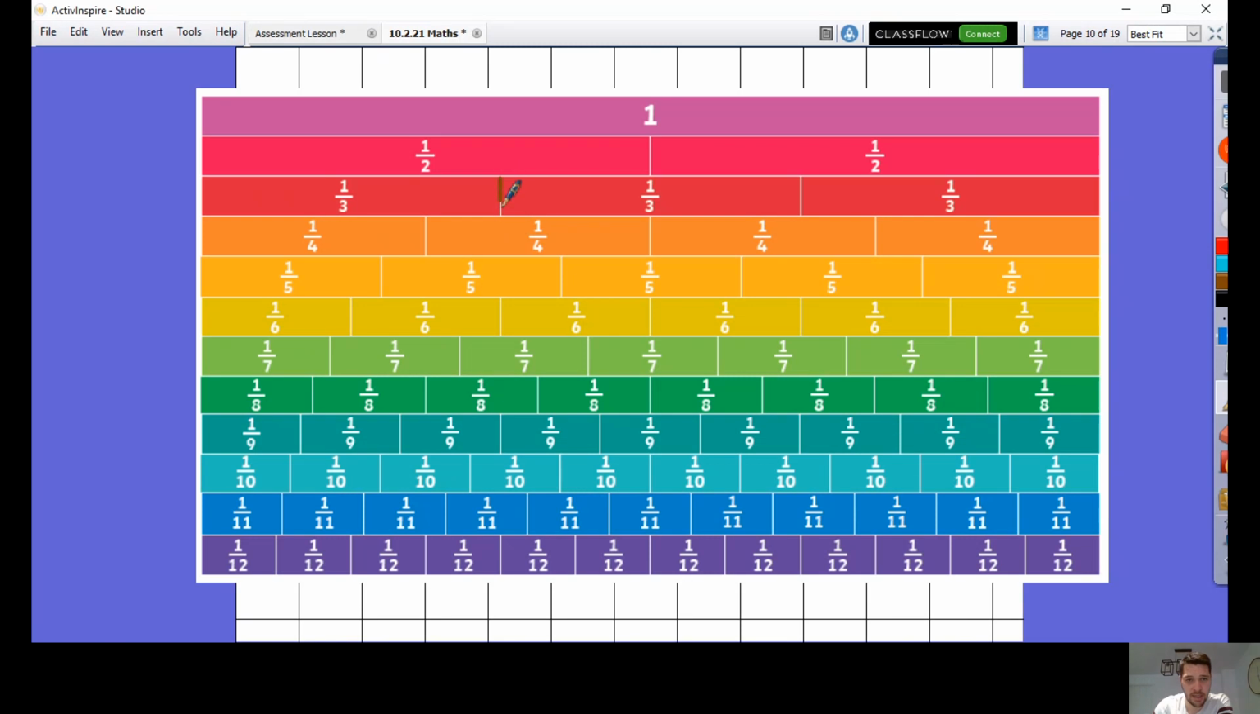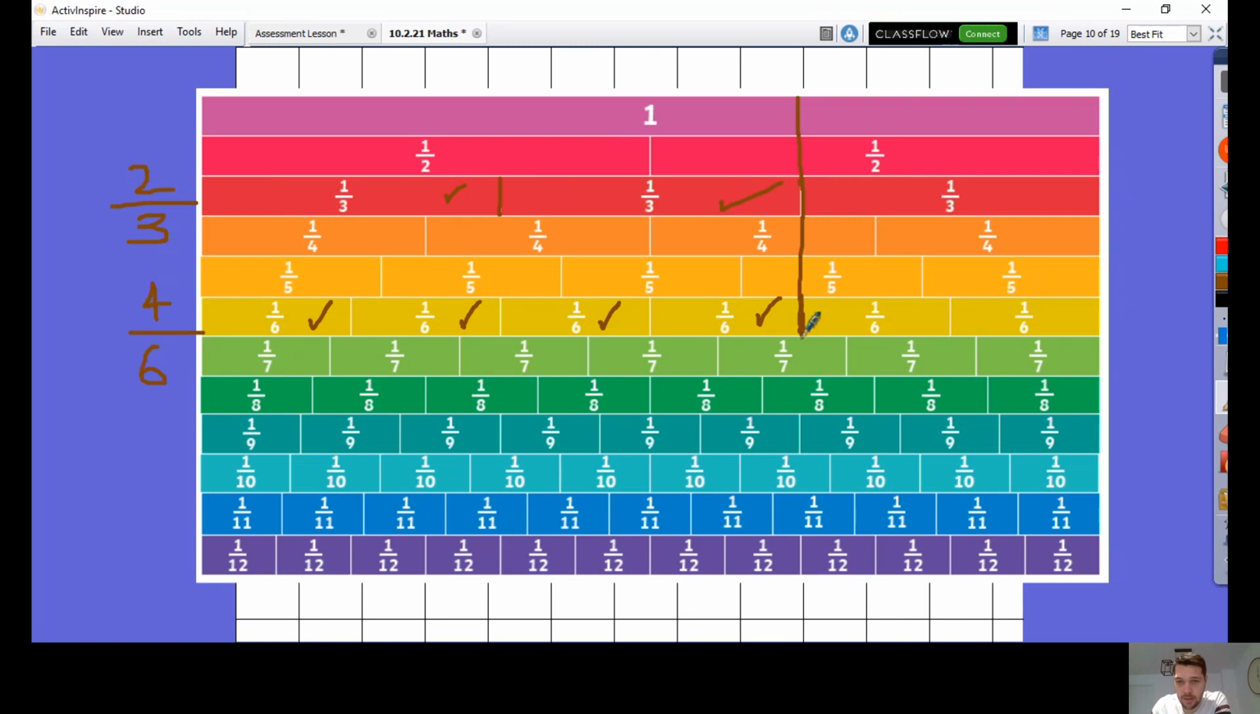So 1/3 finishes here, 2/3 finishes here. So what I can do is I can draw a line as straight as I can using my laptop here. No equivalent. And now I've gone over the same line. So 1/6, 2/6, 3/6, 4/6 are the same as 2/3.